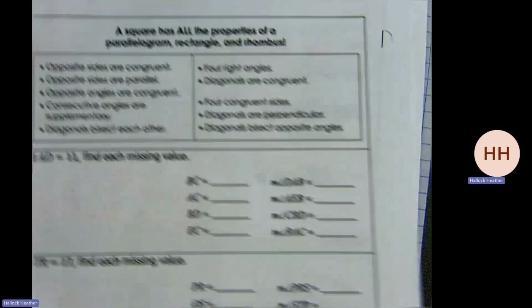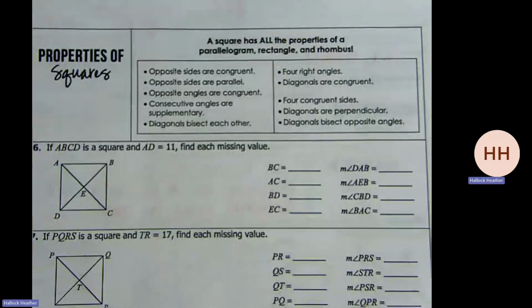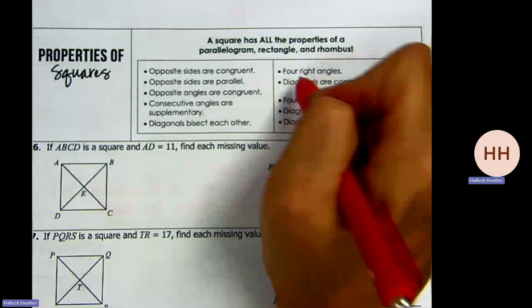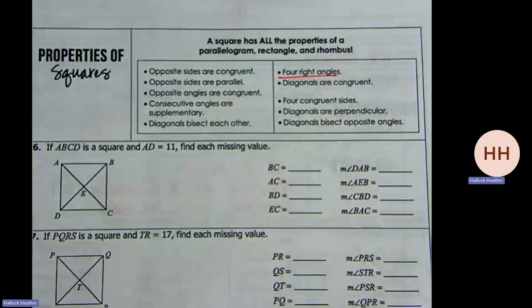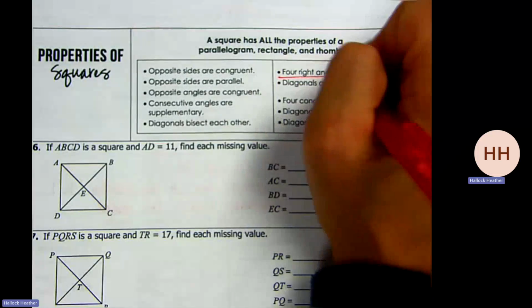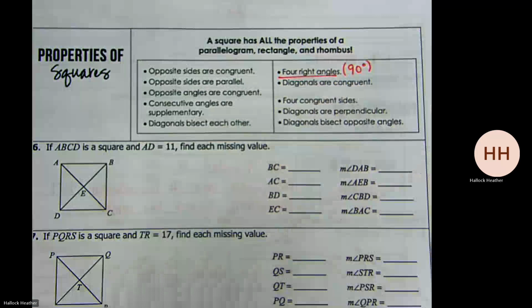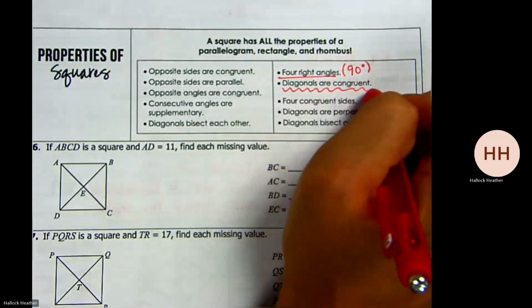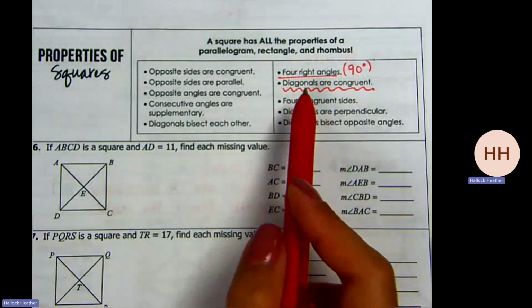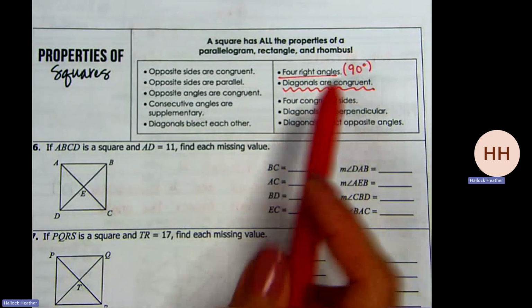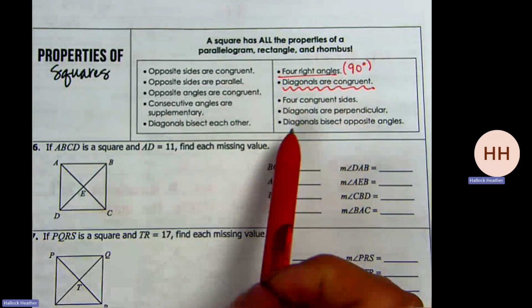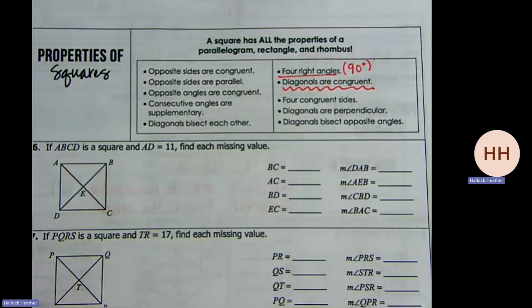A square is actually easier than that because there's only 2 new things, and it's common sense things that you should know from a long time ago. 4 right angles, that makes sense. It's like a rectangle. It creates 90-degree angles. And the last thing is that the diagonals are congruent. So you may want to underline those or put a star or highlight it or use a colored pen. A square has all the same properties, but it has 4 right angles and the diagonals are congruent.